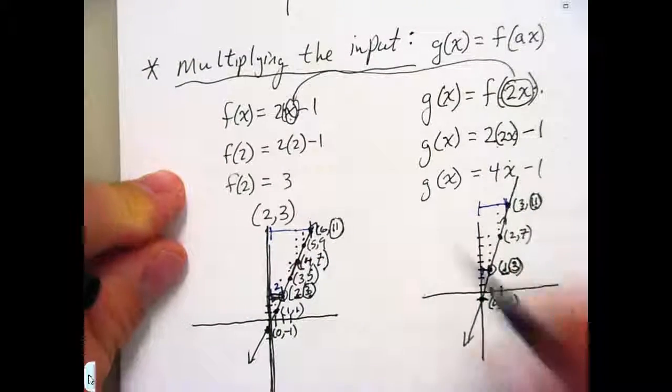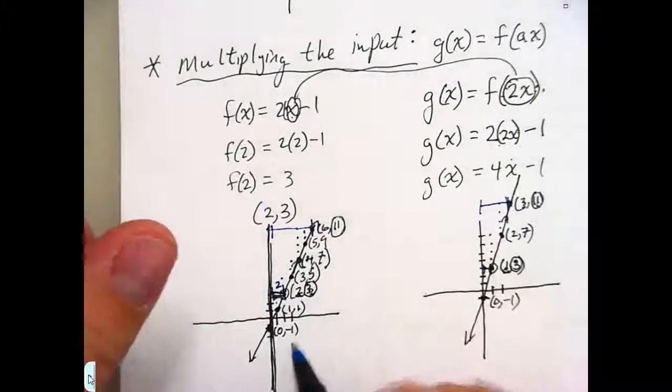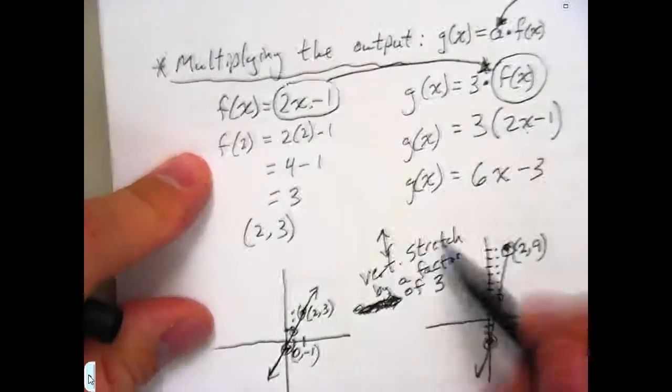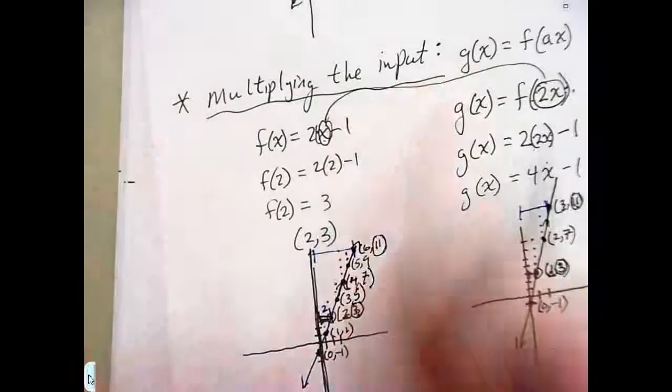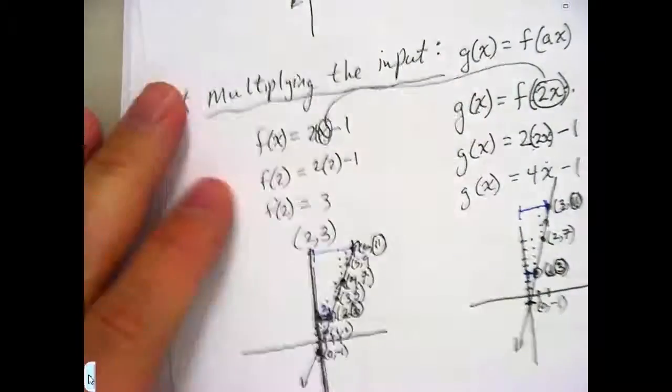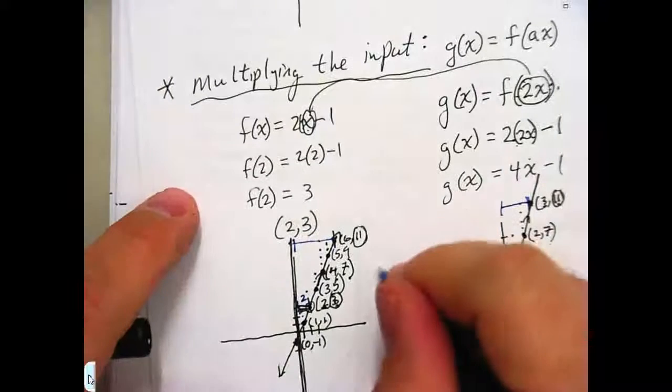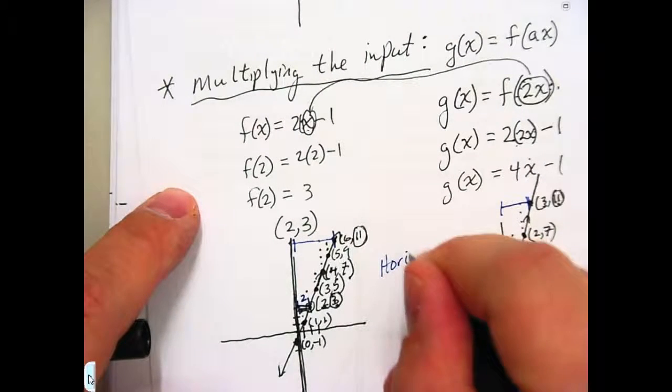3. What you have is what's called a shrink. Okay? This was a stretch. It stretched it. This is a shrink. It's shrinking it. Okay? It's also called a compression. This is a horizontal shrink.